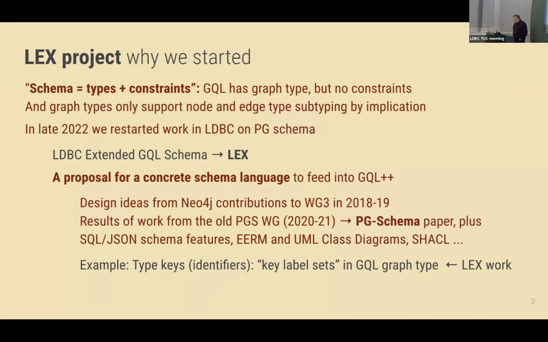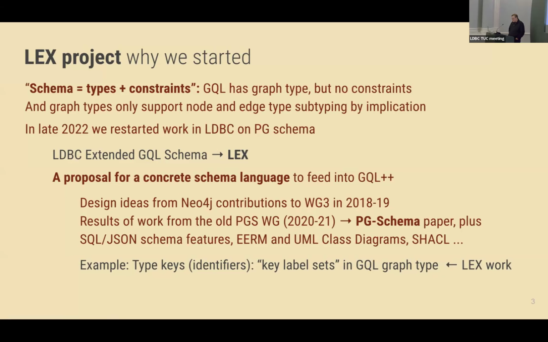The idea was basically schema equals types plus constraints, and GQL has a graph type that lets you define the kinds of nodes and the kinds of edges that you can have, but there aren't any constraints that are superimposed on that typing. And it's obviously a semi-artificial distinction because a type could be viewed as a constraint as well.